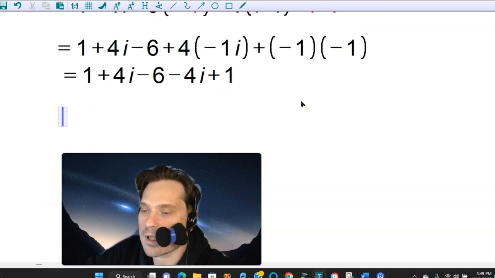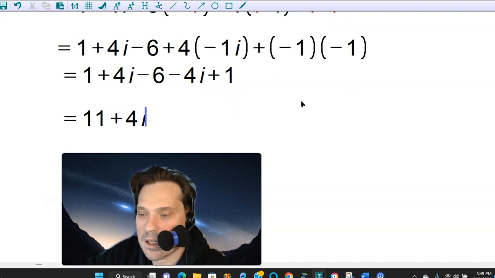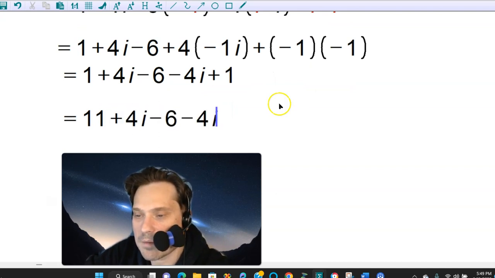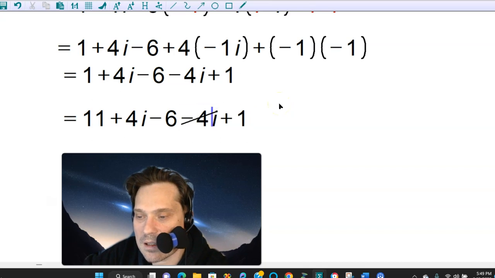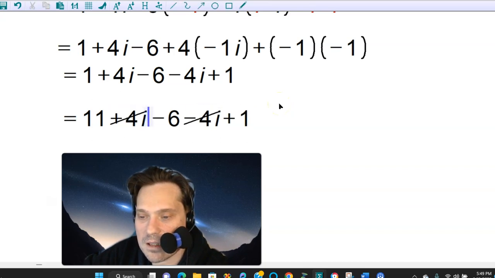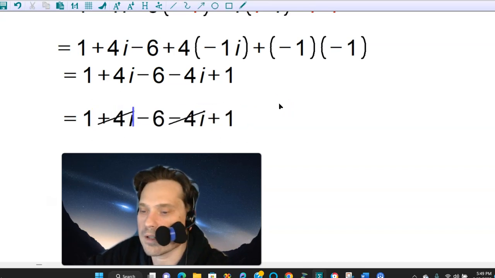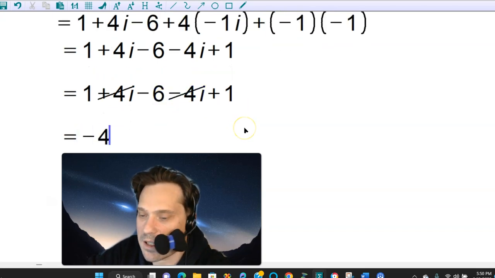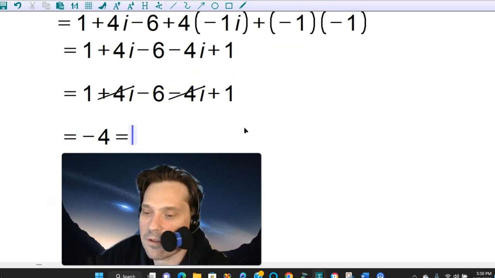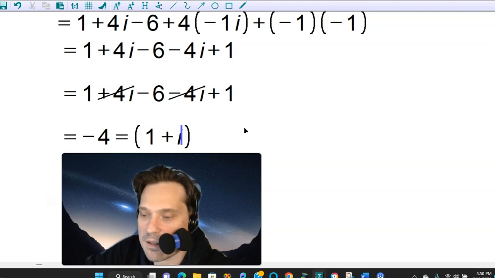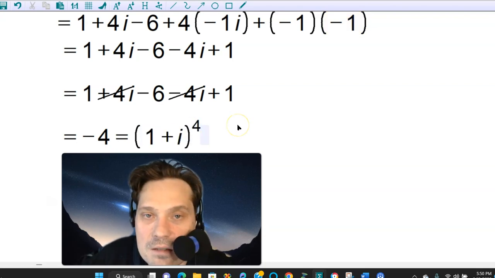Okay, excellent. So we get equals, so 1 plus 4i minus 6, and then minus 4i plus 1. Now look very carefully. This here, you see, cancels with this here, and this is a 1 here, 1. 1 minus 6 plus 1, which is negative 4, which means, in other words, negative 4 is the value of 1 plus i raised to the 4th. Is that obvious? Not really.